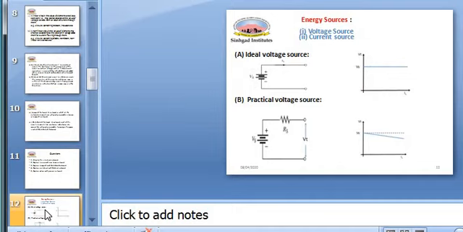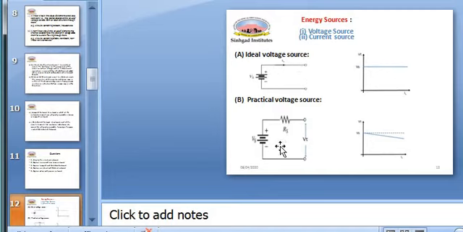The next is energy sources. What are the different energy sources? There are two types of energy sources, voltage source and current source. Under the voltage source, again it is classified as ideal voltage source and practical voltage source. What is the meaning of ideal? We can say it is lossless, loss free. Whatever may be the input, the same will be the output. Such a type of source is called an ideal source.